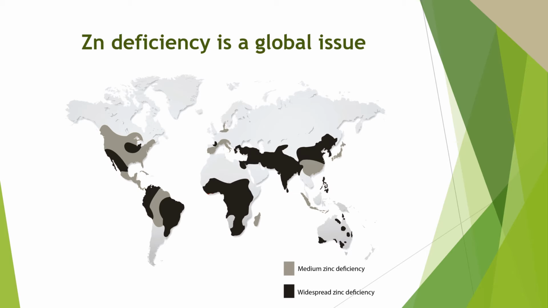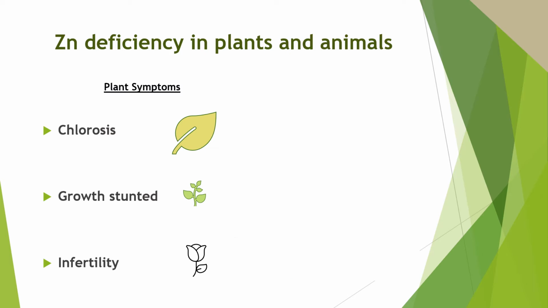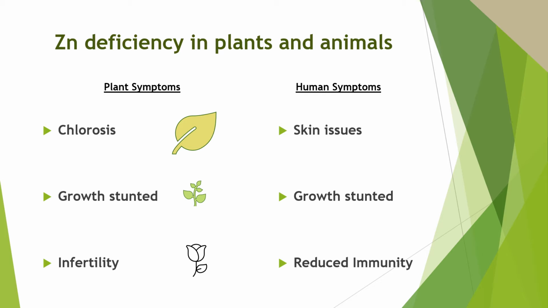Now, zinc deficiency is a global issue, as you can see from this map, with grey being medium zinc deficiency and black being widespread zinc deficiency. This low zinc availability in soil then leads to zinc deficiency symptoms in plants, including crops. These symptoms are chlorosis, growth stunting, and infertility. Humans who rely on these crops for a large percentage of their calories can also get zinc deficiency, and this has quite serious symptoms, including skin issues, growth stunting, and reduced immunity. It's currently thought that around 800,000 deaths of under 5s every single year result from zinc deficiency. So this is quite a serious issue.